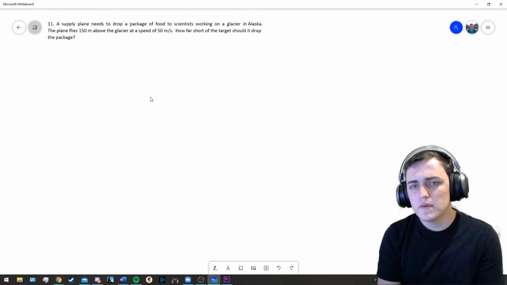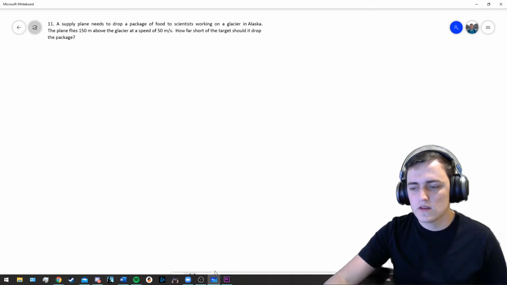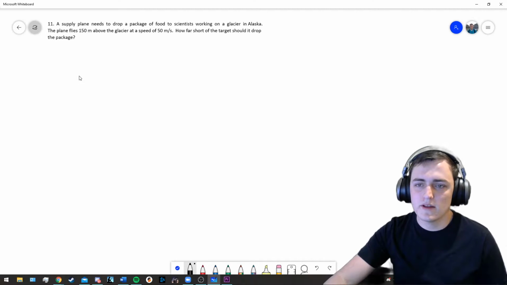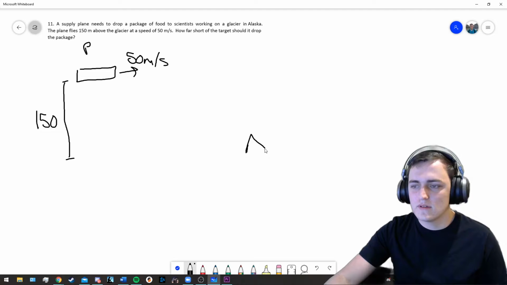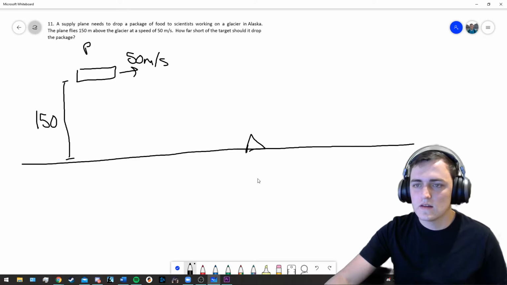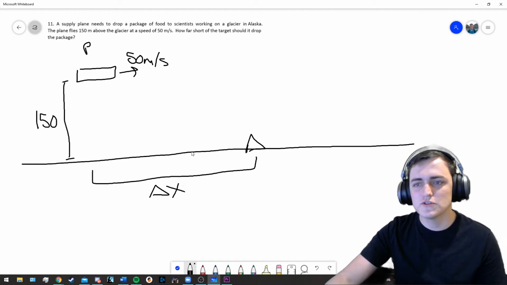So this problem is similar to homework 2 problem 11. A few numbers have changed. This problem tells us that a supply plane, draw a plane, P, is 150 meters above a glacier, and it moves at 50 meters per second. They're trying to drop a little tent at a camp. So at what distance, delta x, should they drop the package?